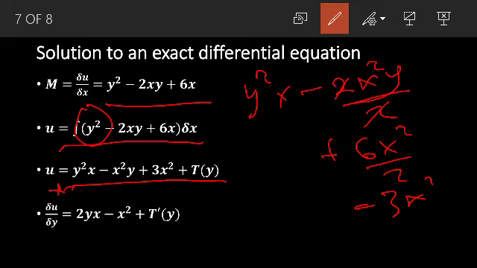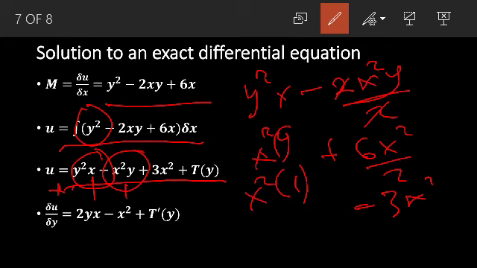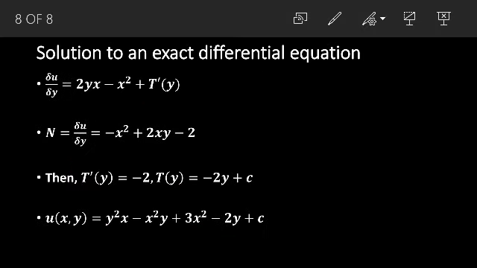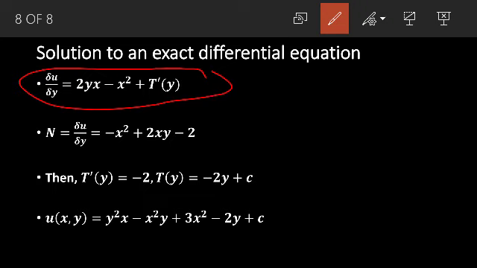So the partial derivative of u with respect to y: differentiating this with respect to y, your y squared x will give us 2yx. Differentiating x squared y with respect to y gives us x squared times 1, because you're interested in just differentiating y, which leaves x squared. Differentiating 3x squared with respect to y is 0, because it's a constant, and the derivative of a constant is 0. Now differentiating your t(y) is t prime(y). That leads us to this: du/dy, the partial derivative of u with respect to y, is 2yx minus x squared plus t prime(y), which is equal to N.